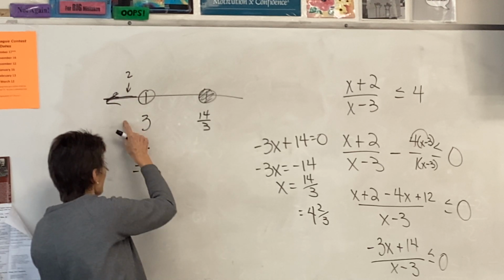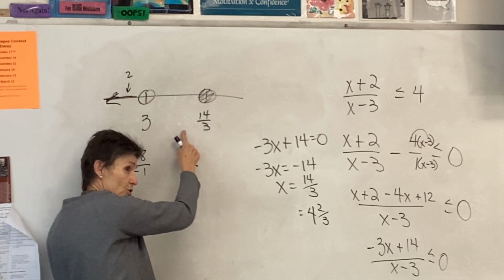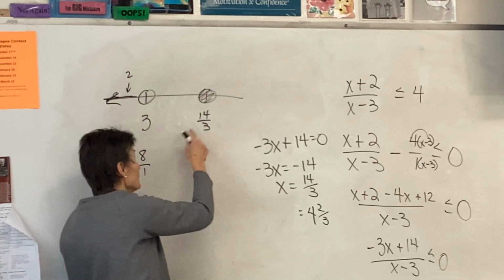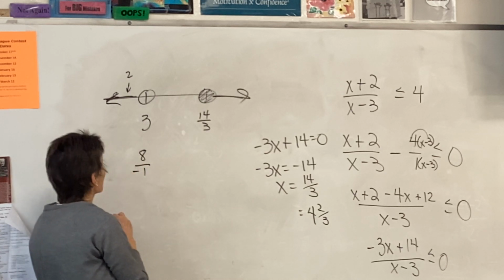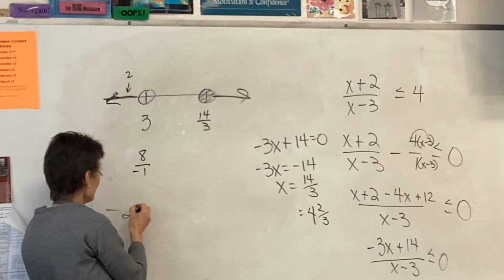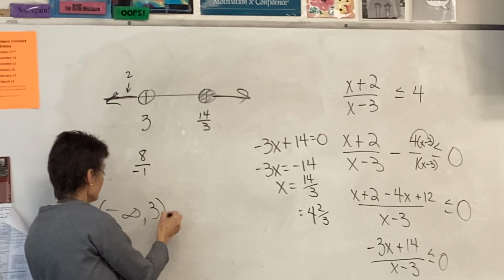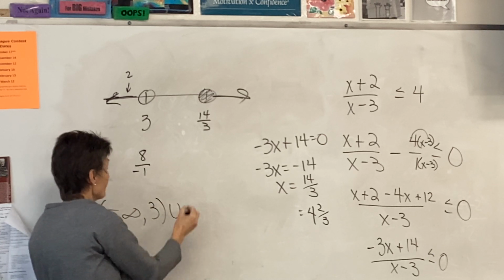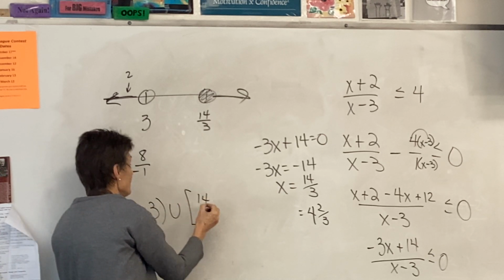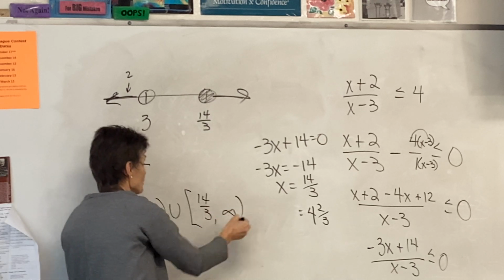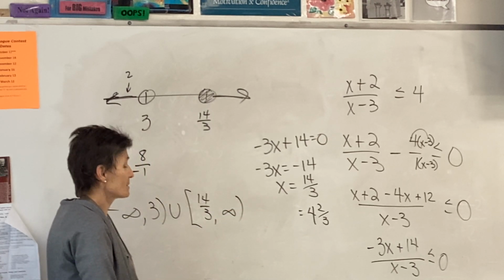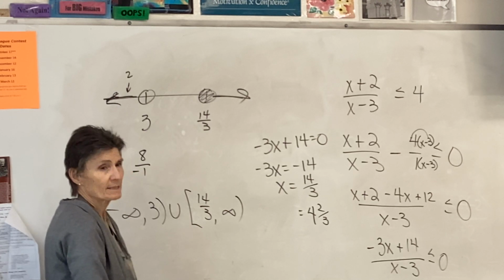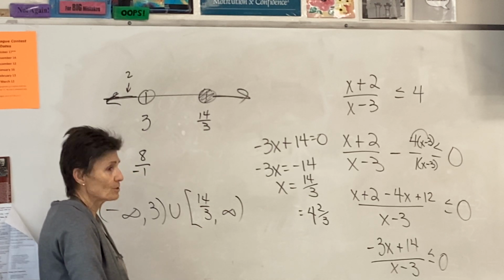And if we shade that one, we don't shade this one, and we do shade this one. So -infinity to 3, and then bracket 14/3 to infinity. Those problems aren't hard, but there's a lot to keep track of, a lot to remember to do.